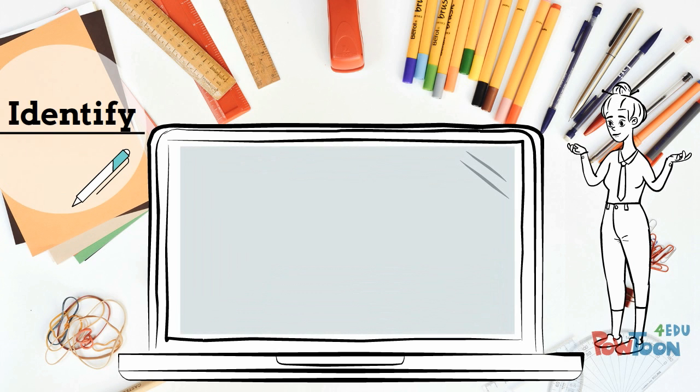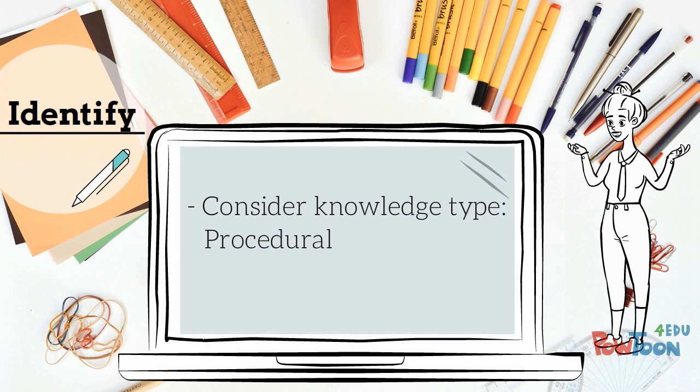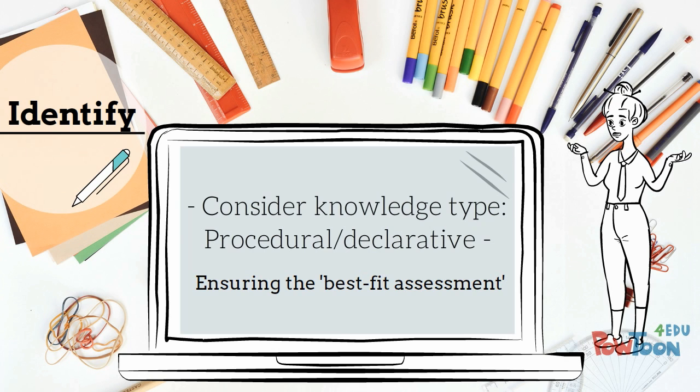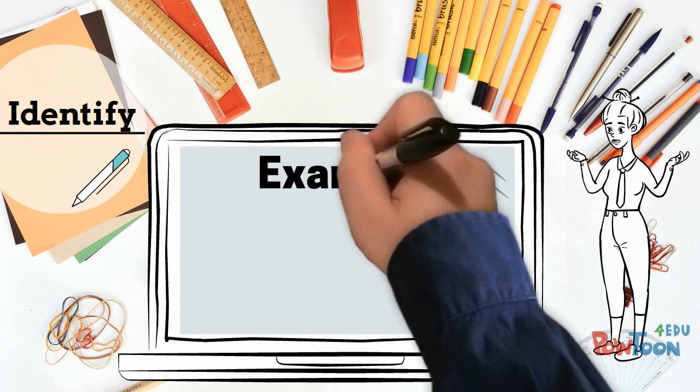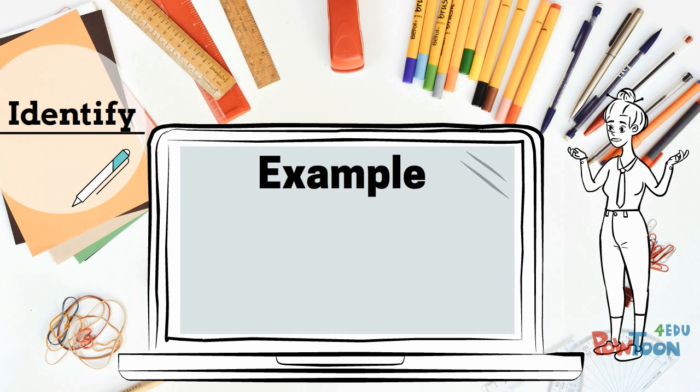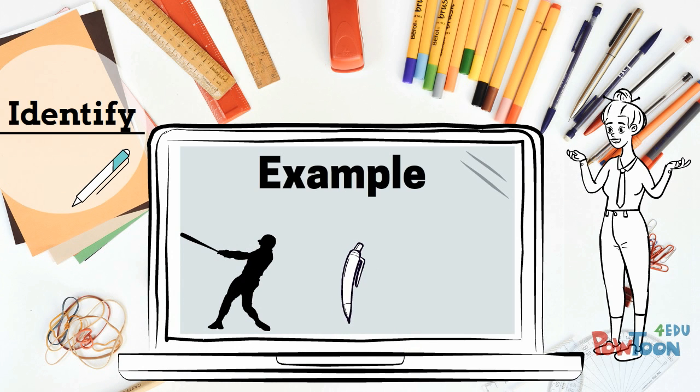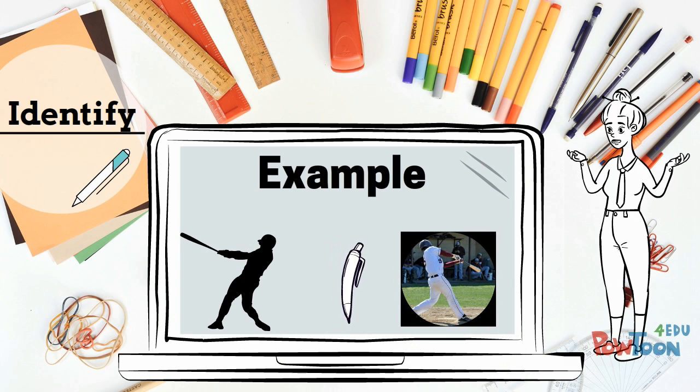It is important to consider the knowledge type, that being procedural or declarative, that you are assessing when choosing one of these types to ensure you are applying the best fit assessment. For example, if you were assessing a student's ability to hit a ball with a bat, you wouldn't ask them to sit a written exam. You would take them out to the field and assess their physical performance. This would be a performance assessment.